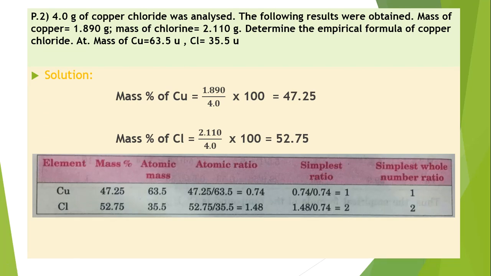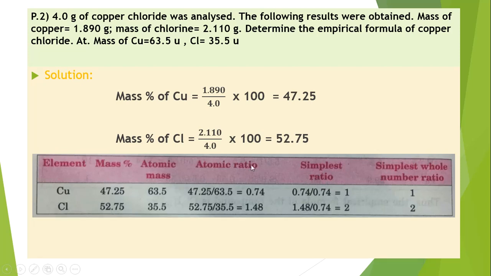The next step is we have to get the atomic ratio. For that, what we have to do? We have to take the mass percentage and divide it by atomic mass. So it becomes 47.25 divided by 63.5, and the answer you are getting is 0.74. In the same way for chlorine, 52.75 divided by 35.5, when you do this, you will get the answer of 1.48. Now among these two values, which is the lowest one? 0.74.